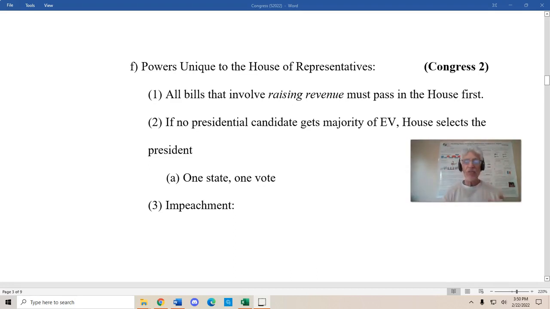And so as far as the House is concerned, they'll hold hearings, and then they'll vote on what are called articles of impeachment. And if a majority vote in favor of an article of impeachment or multiple articles of impeachment, then the next step in the process is for there to be a trial, but that takes place in the Senate. Now the House has a role in the trial, but we'll discuss that when we talk about powers unique to the United States Senate.